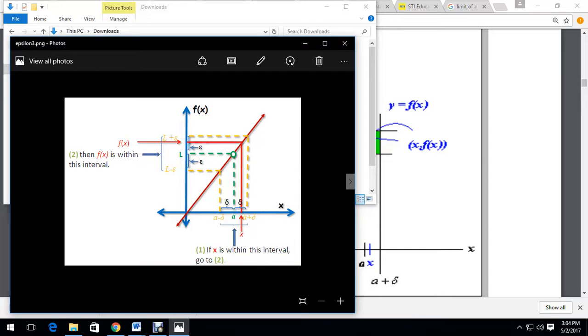Okay, so this is a continuation of the previous video lecture on the definition of the limit of a function. From the previous video lecture, we presented the definition of the limit of a function in terms of the epsilon and delta pair. So let's try to illustrate that further using the illustration presented on your screen.